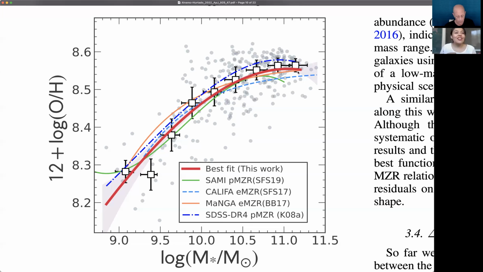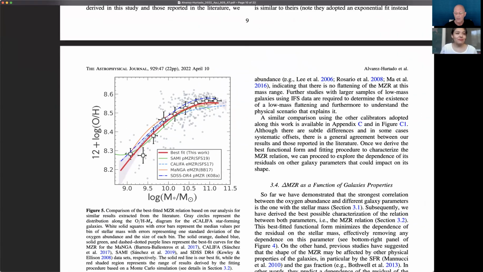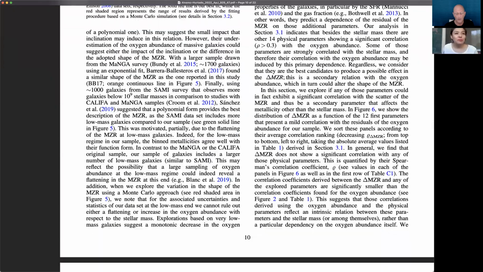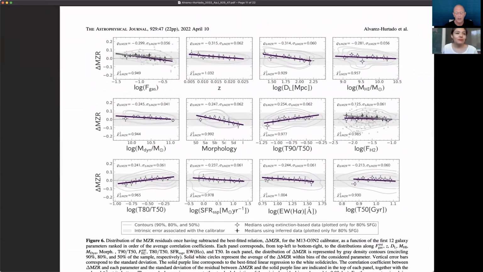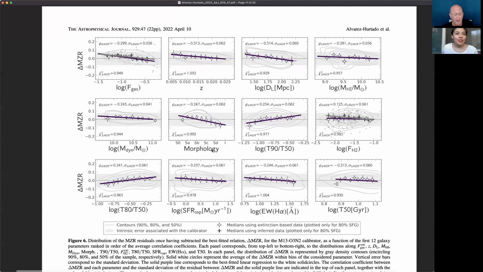And that takes us to figure 6. Figure 6, there we go. We got some contours. There we go.